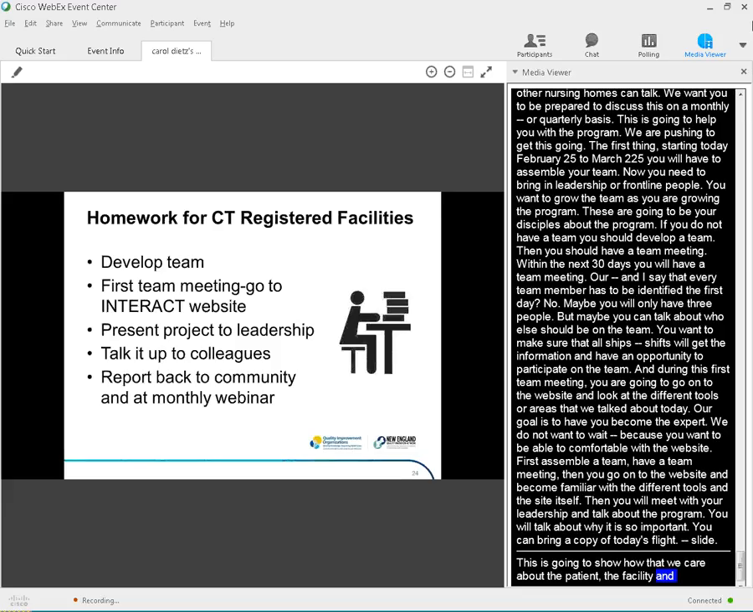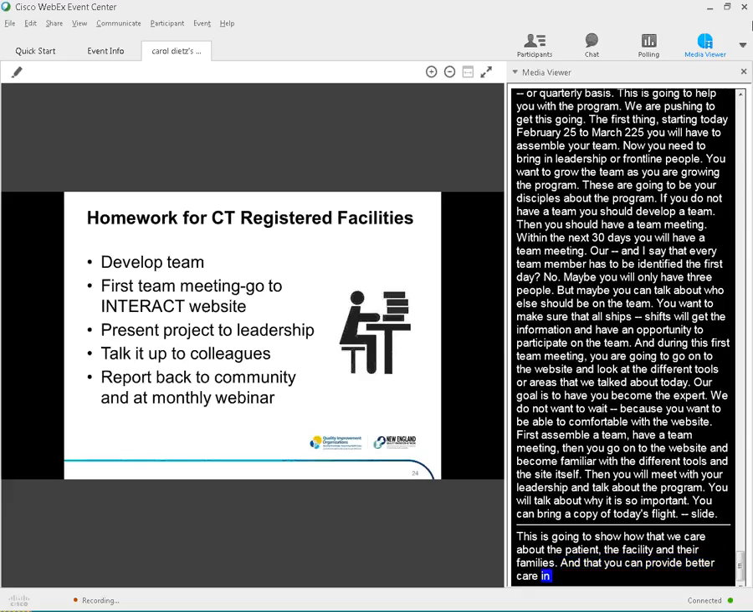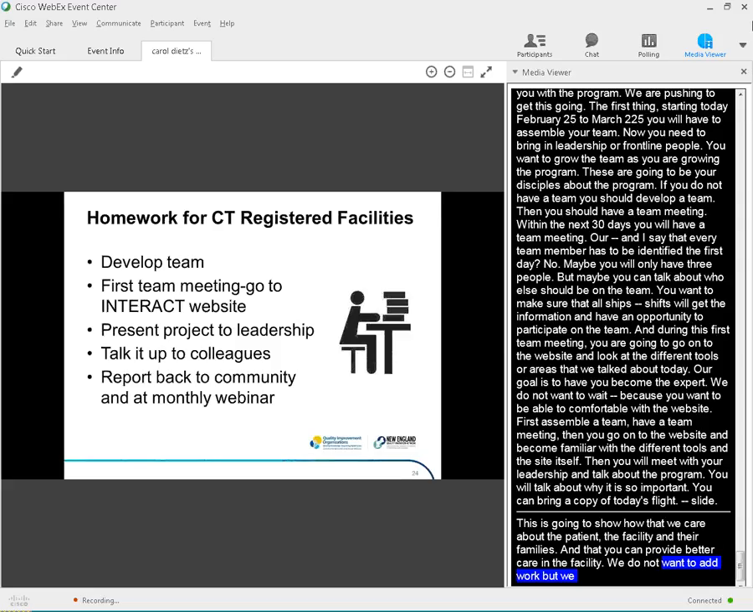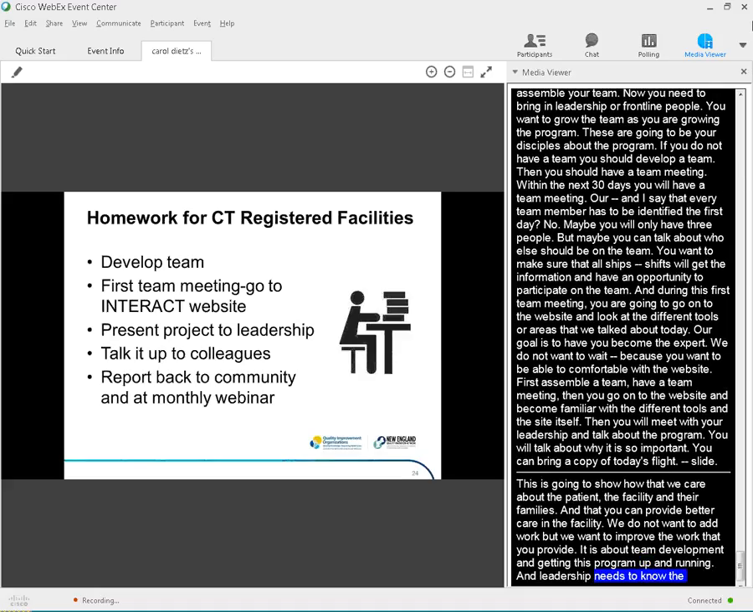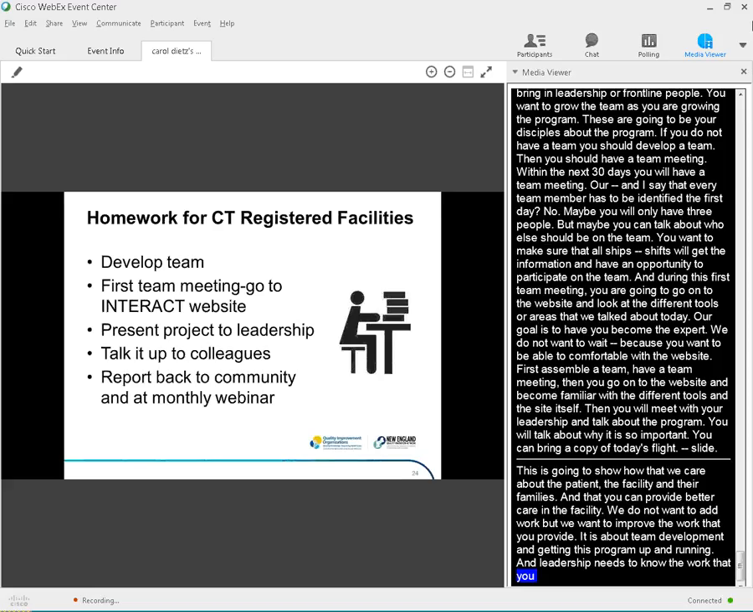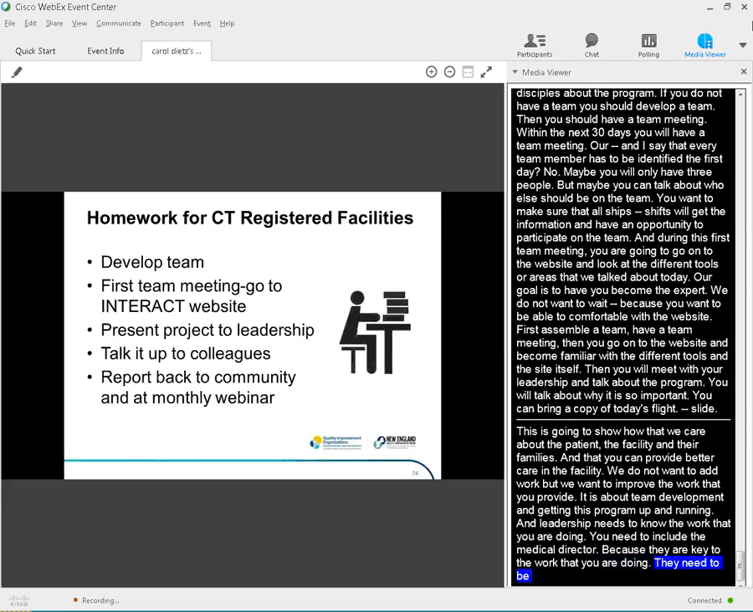But you also need to talk to leadership about the time commitment. We're not trying to add work, but we're trying to better the work that you provide. So there's going to be some upfront work about the team development and getting this program up and running. So leadership needs to know the work that you're doing. You also need to, as Sheila mentioned, include your medical director. He or she is key to the work that you're doing, because he or she is going to be part of some of the tools that you're going to be using, with the expectation, especially like the SBAR, and how people communicate to each other.